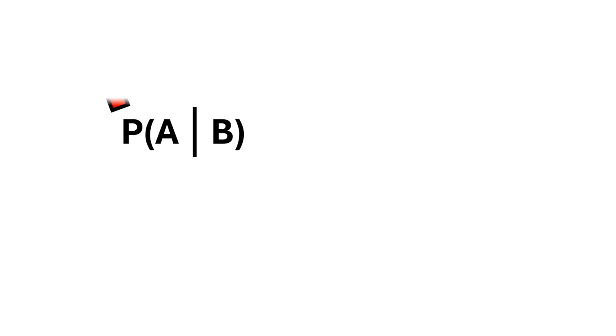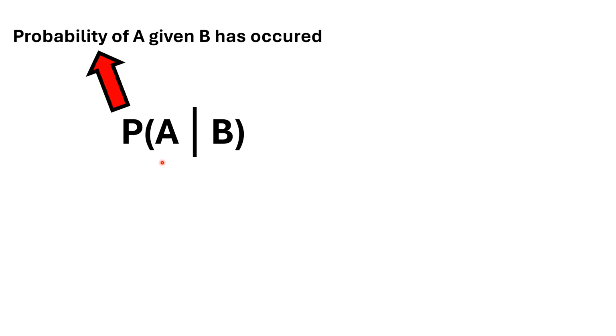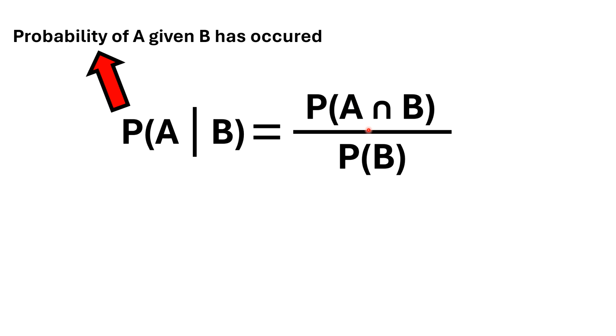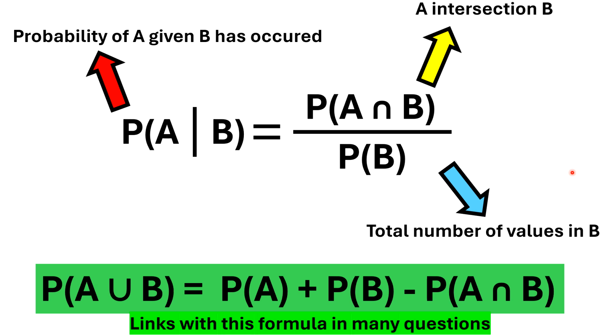More formulas. So, what does this mean? What does this symbol mean? The probability of A given B has occurred, or the probability of A happening after B has happened, okay? And this equals the intersection of A and B divided by B. This could be the other way around. If the B was here and the A was here, it would be the probability of B given A has occurred, okay? Now, this, as I said, is A intersection B, total number of values in B, and this is going to link a lot of times in questions with this formula that we've seen before.